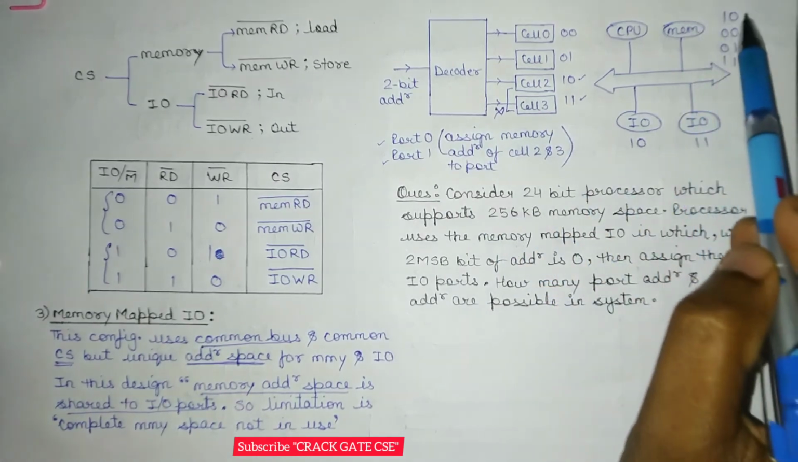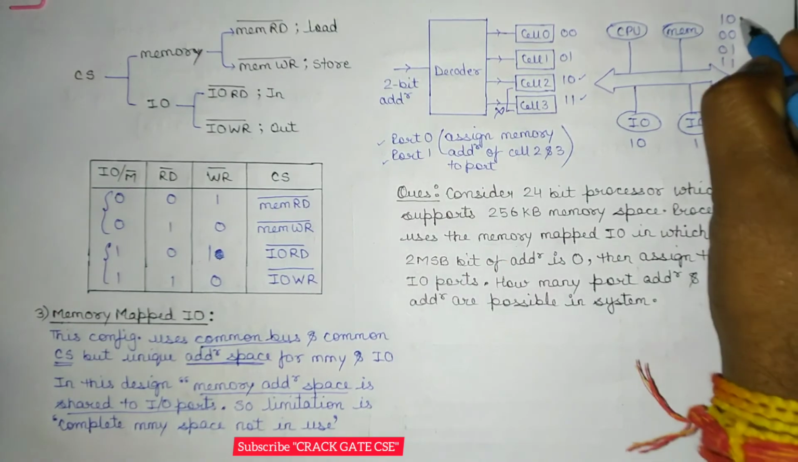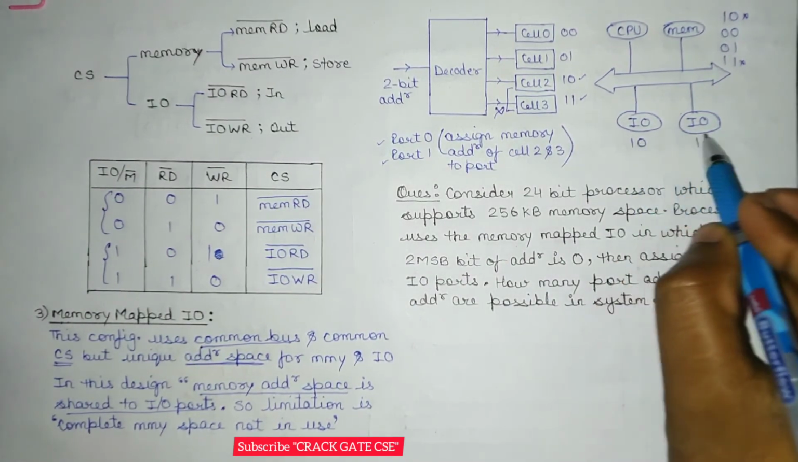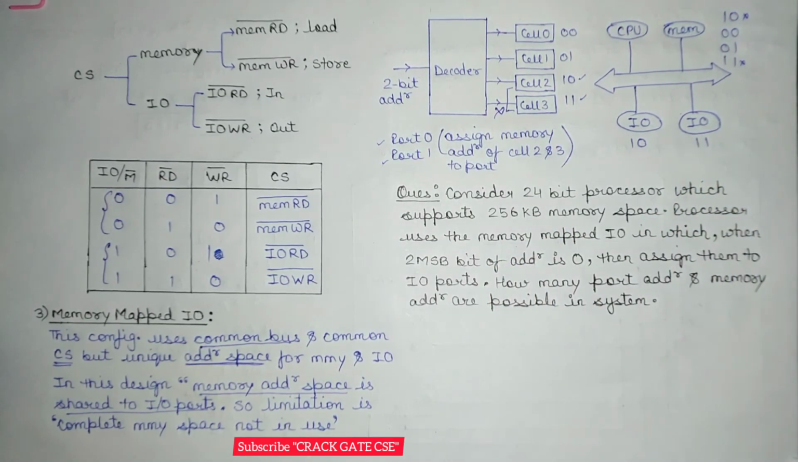So here you can see that we are having 10, 00, 01 and 11. And this 10 and 11 are disabled and allotted to the IO port address, right? So this is how it works. Now let's quickly try to understand one example based on this memory mapped IO.